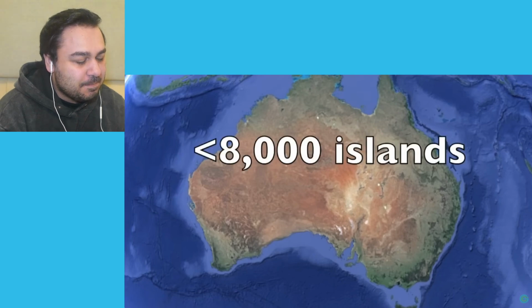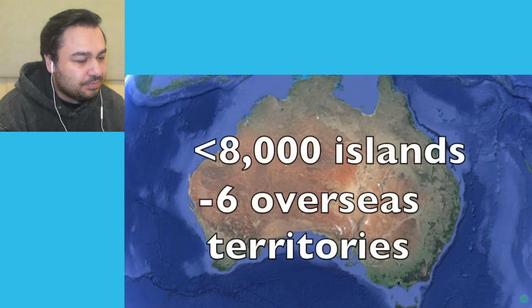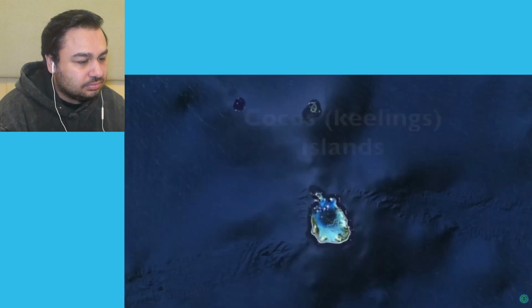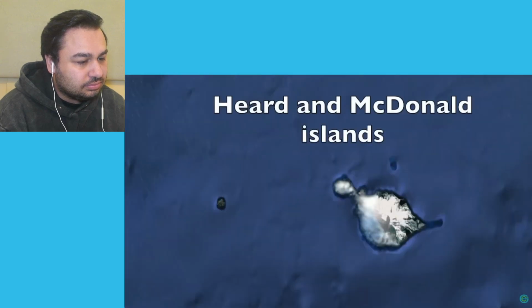Finally, we reach the overseas territories. Although Australia has over 8,000 islands under its sovereignty, 6 of these islands operate as distinct territories, some of which sustain themselves with permanent populations. They are Ashmore and Cartier, the Cocos or Keelings Islands, Coral Sea Islands, the Heard and McDonald Islands, a lot of different islands.